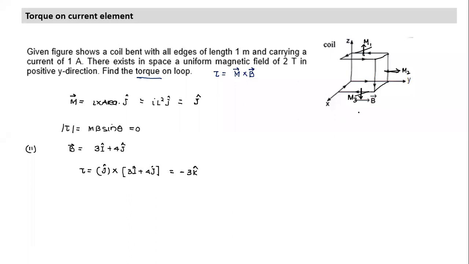What does this indicate? How would this loop tend to rotate if you apply this kind of field here? How will this loop tend to rotate? Along which axis? Minus k cap. What does minus k cap indicate? How would it tend to rotate? If I draw on the minus k axis, about the center of mass, it will tend to rotate in this fashion. The whole thing, about the center of mass, rotates in this sense.